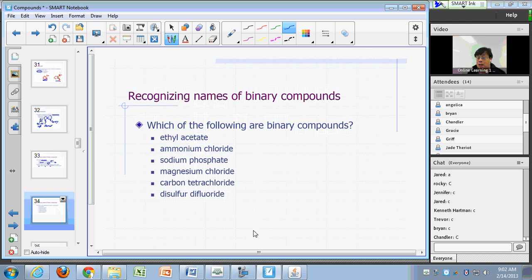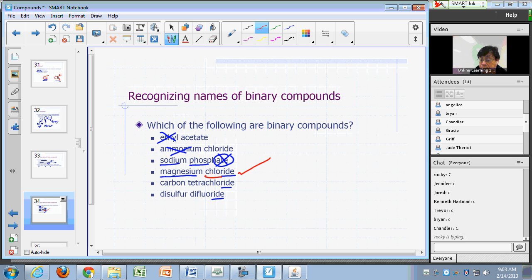So which of the following are binary compounds? Okay, so ethyl, there's no element called ethyl. There's no element called ammonium. Okay, sodium, and then there's a stem of the element phosphorus, but the ending is wrong, so that's not binary. Okay, so binary has to end with "ide." The second word must end in "ide." So, and then there's the name of the first element there, magnesium, and then the stem of the name of the second element, chlorine, is there.